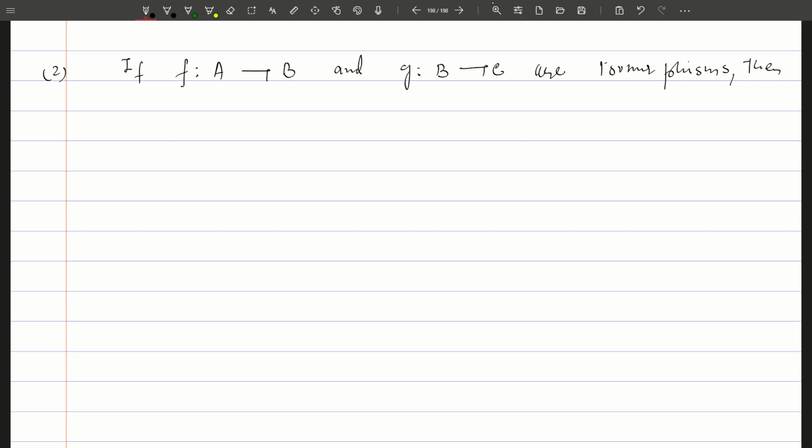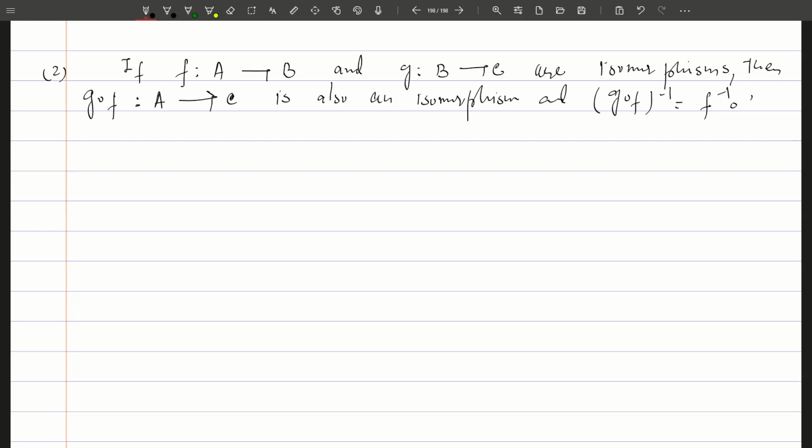Then the composite map, so we can define the map g composite f, which is a map from A to C. So this morphism from A to C is also an isomorphism. And the inverse of this composite map is the composition of f inverse with g inverse. Let us prove the item first.